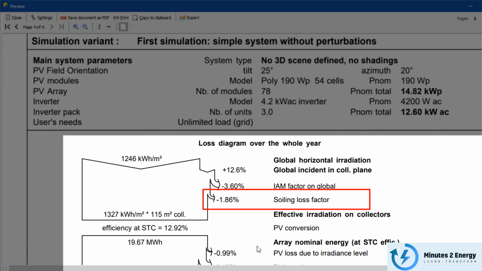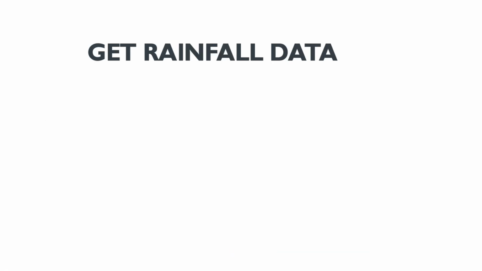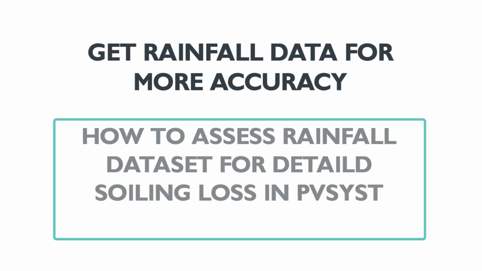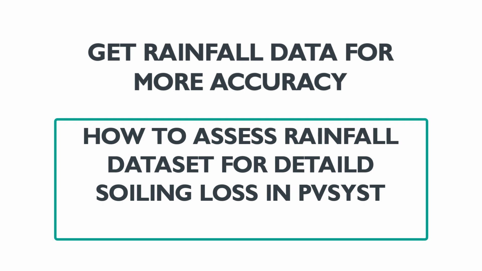Okay, that's it for today's topic, guys. If you need more accuracy on soiling loss, then you should consider rainfall data to assess monthly soiling loss values in PVsyst. We'll show you how to get the rainfall data and how to assess the datasets to determine the monthly soiling losses in our next lessons of this series.